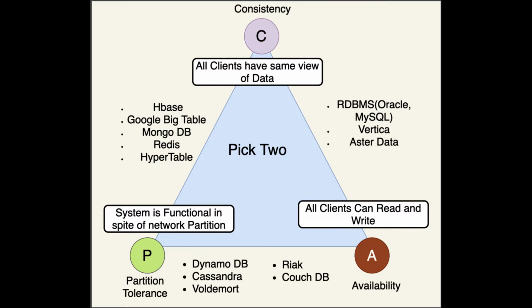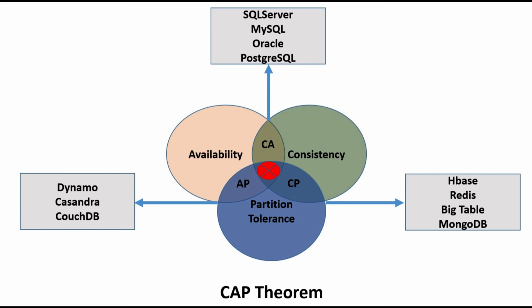According to the CAP theorem, in the presence of a network partition, P, a distributed system must choose between ensuring consistency, C, or ensuring availability, A. This means that a system cannot simultaneously provide strong consistency and high availability when faced with network partitions. Different distributed systems make different trade-offs based on their requirements and use cases.